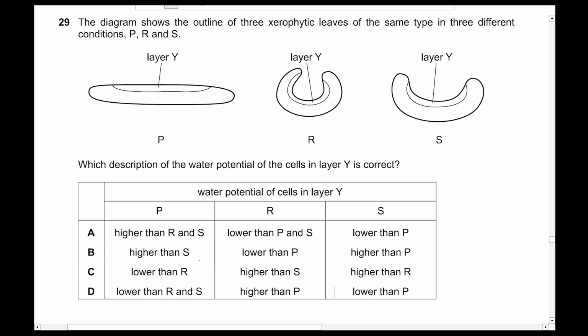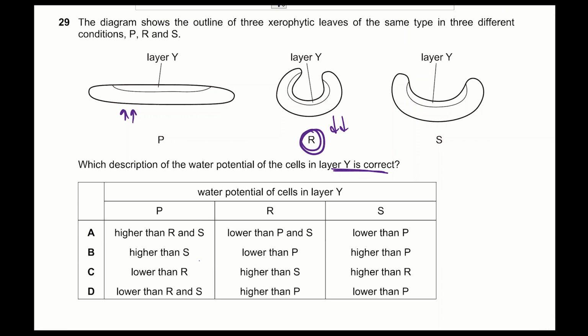Question number 29. The diagram shows the outline of 3 xerophytic leaves of the same type in the 3 different conditions P, R, and S. Which description of the water potential of these cells in layer Y is correct? So in P, we could clearly see it's turgid, therefore the water potential is going to be the highest, whilst in R, the water potential here is going to be the lowest, and S is in the middle. Now let's see the suggestions that we have here.